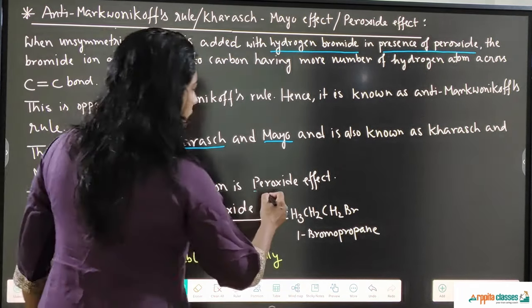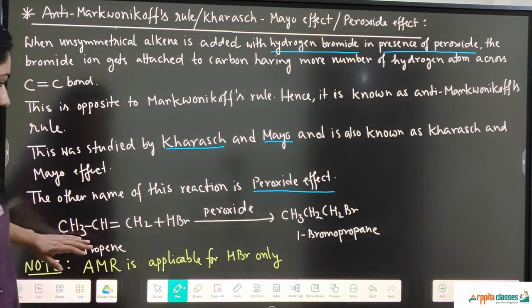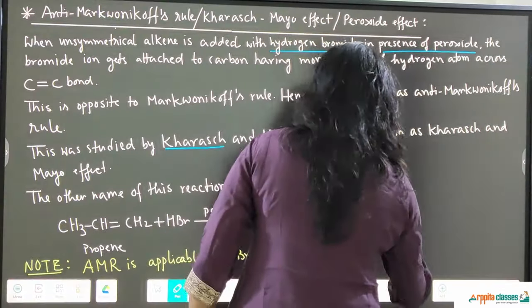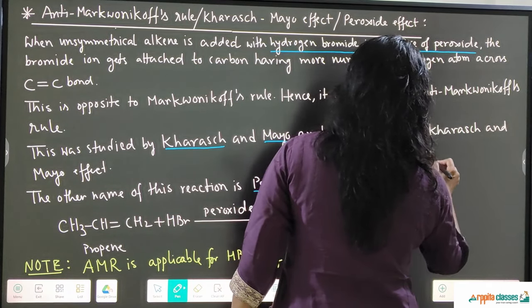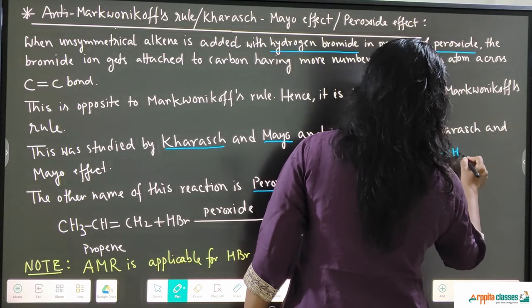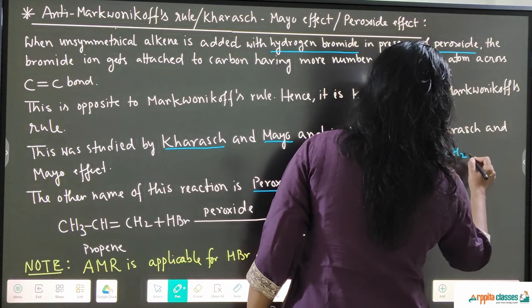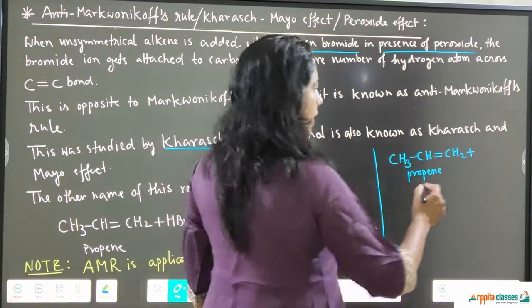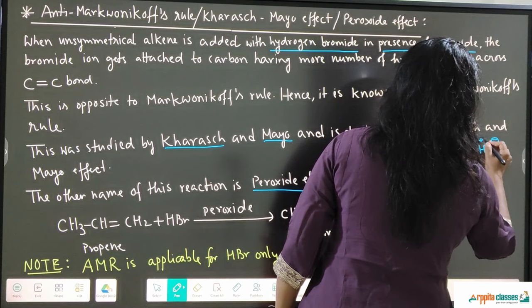So all of these are the other name of the anti-Markovnikov rule. Here, this is the alkene, an unsymmetrical alkene. First I will show you the Markovnikov rule. Suppose I have an unsymmetrical alkene like CH3CH=CH2. This is propene, which is unsymmetrical because across the double bond the alkyl groups are different, and you are adding HBr.